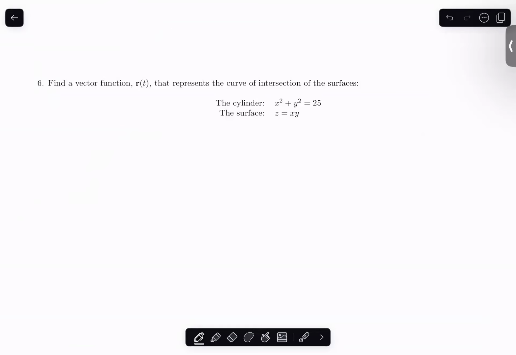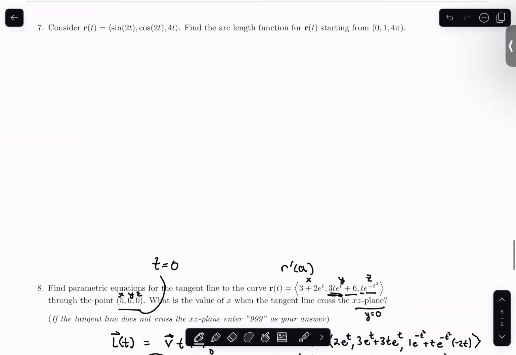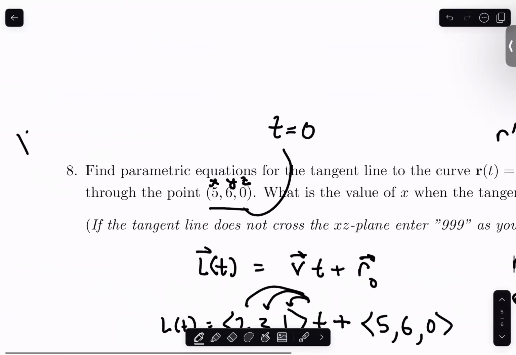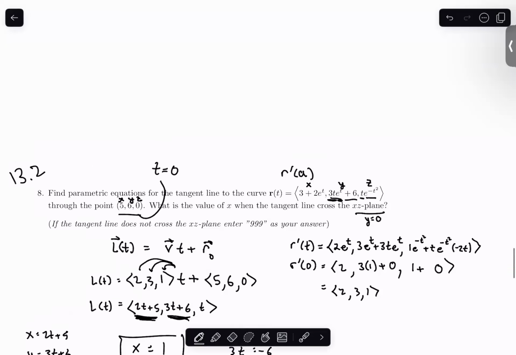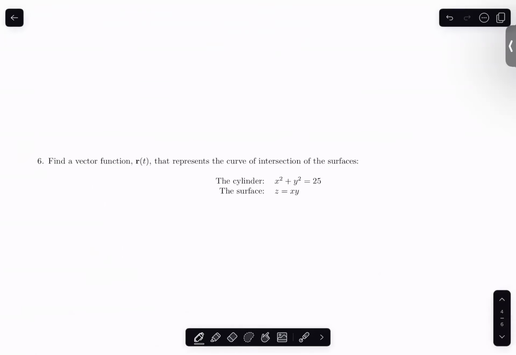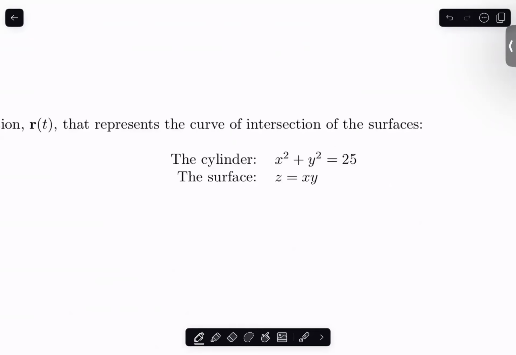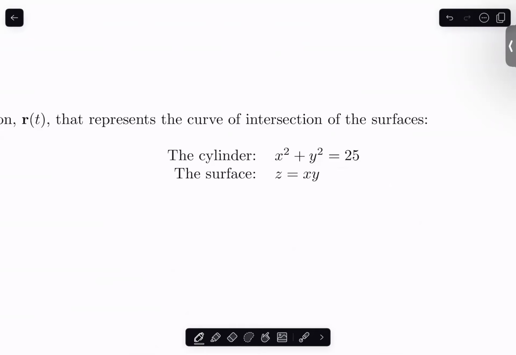So find a vector function that represents the curve of intersection for these surfaces. I should mention here, this question comes from 13.2. So if you want to find more questions like that, you should go to the web work homework or you could go into the textbook, in 13.2. This one right here is technically from 13.1, when we were finding curves of intersection. So we have a couple surfaces here, and we need to find the curve of intersection for the cylinder and this interesting surface, z equals x times y.